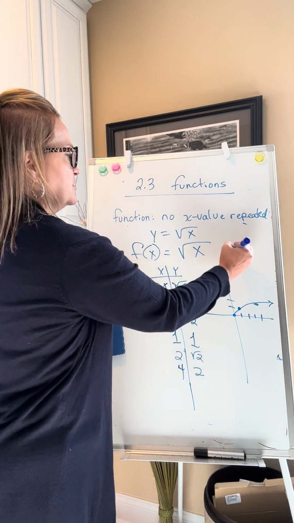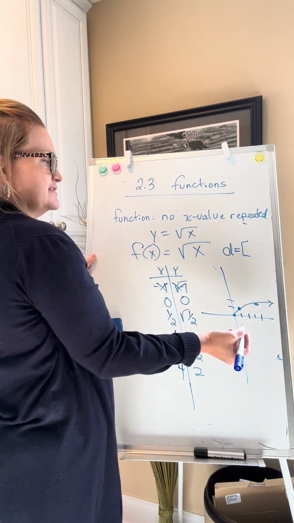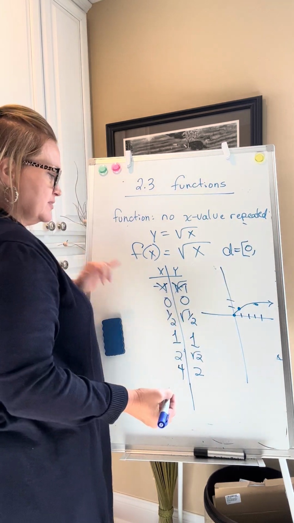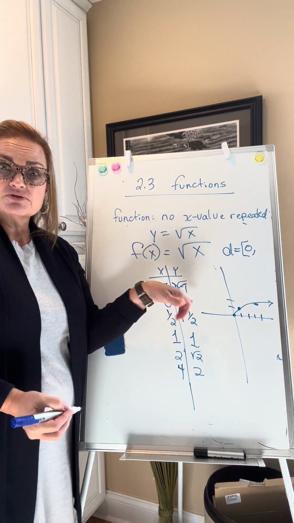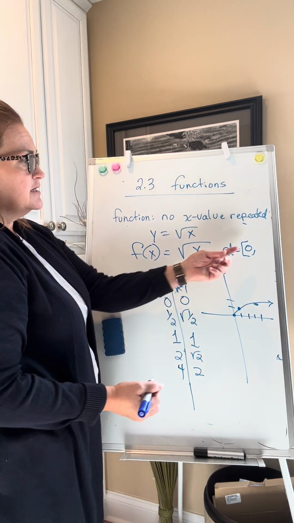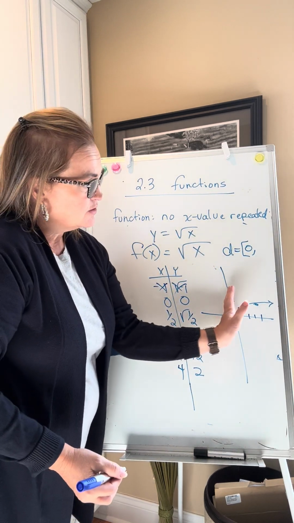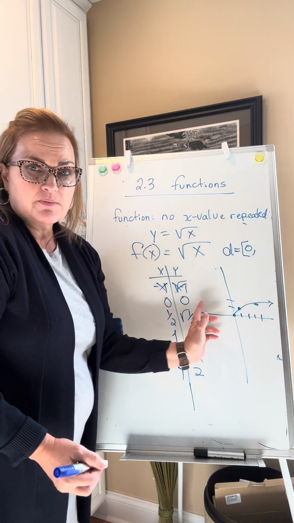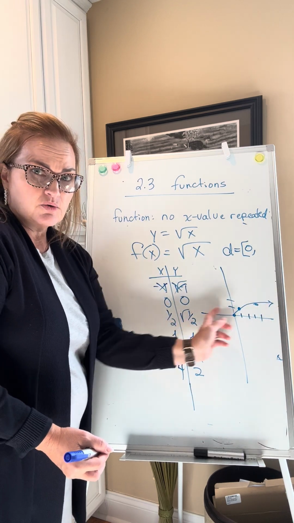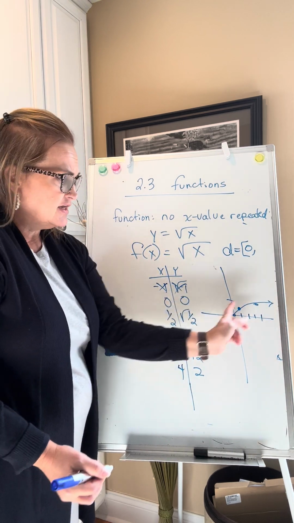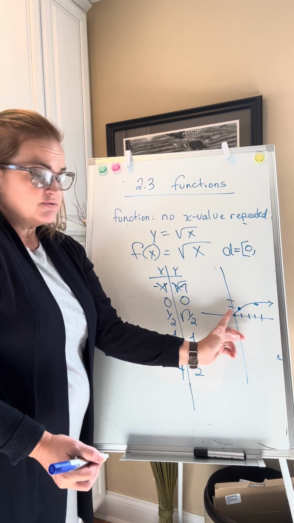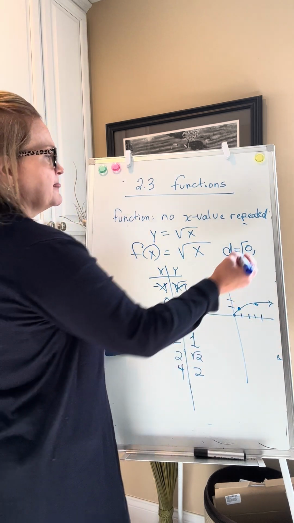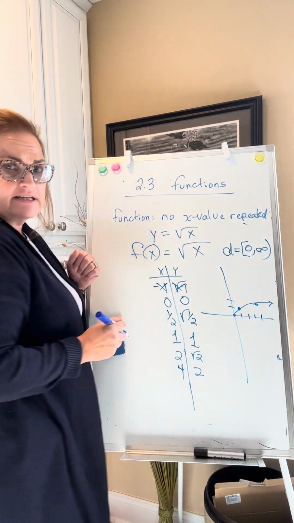Domain, what you can plug in for x, starts at 0. And I would use a bracket because 0 gave me a real answer. So it's included in the domain. So we would bracket that. And then it goes to the right. You know, domain means x values, the horizontal values, left to right. So as far as it goes to the left is at 0, then it goes to infinity, right? So we'd say to infinity.